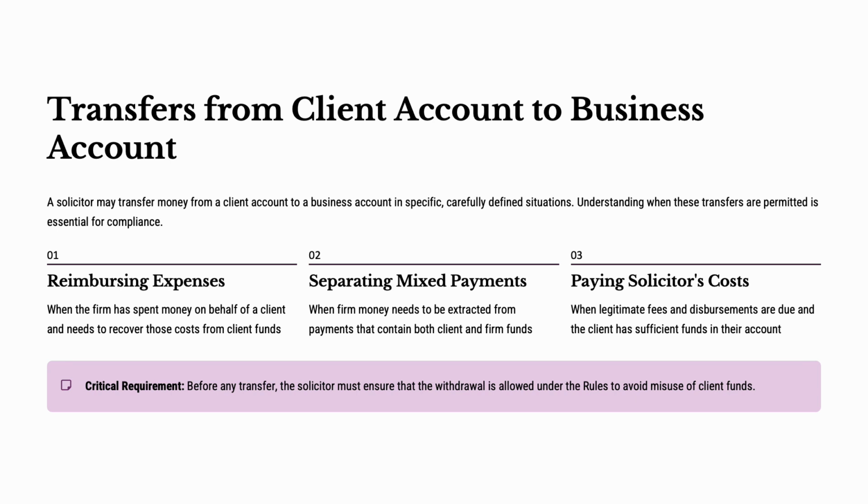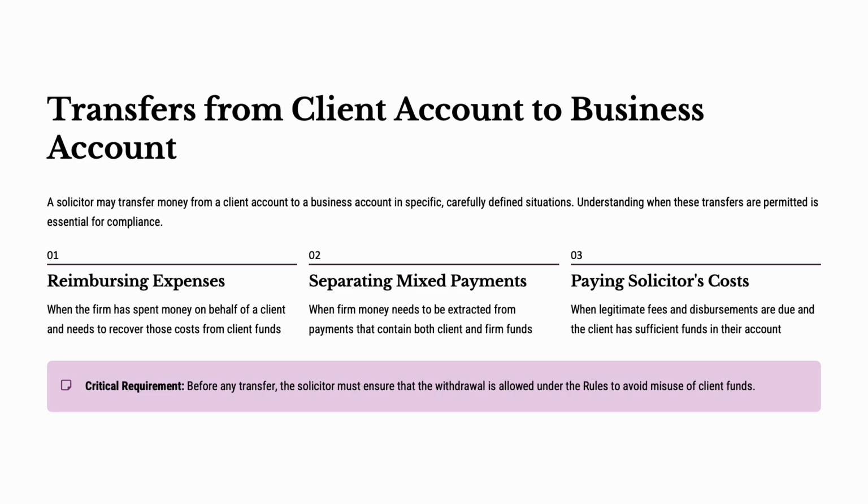The golden rule is to always check that the transfer is allowed under SRA rules, that you can make that transfer, before touching any penny. So remember, client money is sacred. It is not a piggy bank for office coffee bills and all. So: reimbursing expenses, separating mixed payments, and paying solicitor costs, where you can charge money.